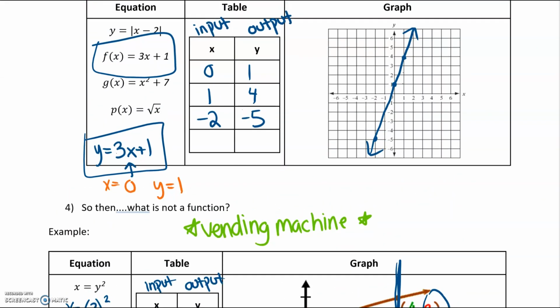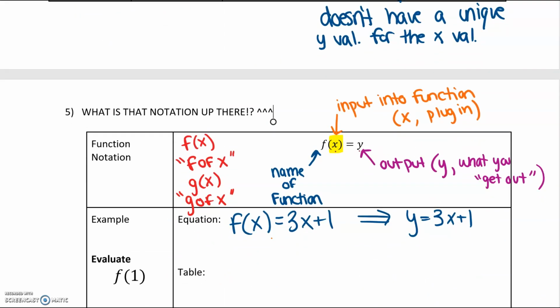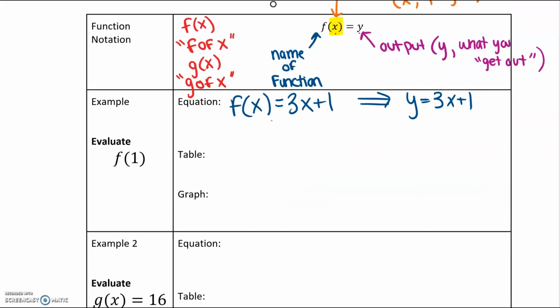For example, when I made my table here for 3x plus 1, the input was x, what you plug in. And when I plugged in 0, you got 1 for your output. So this is your input, that's your output. More importantly, it might make a little bit more sense if I show you how we use that.